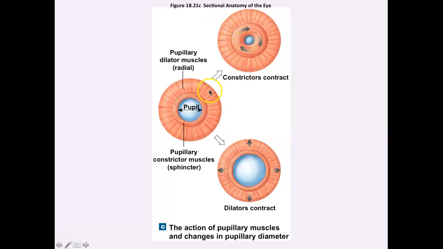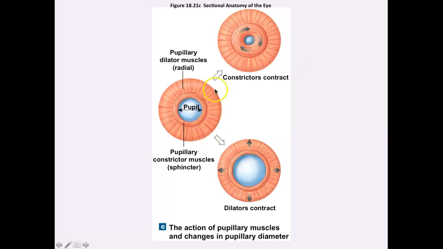So let's look at the dilators, right? So the dilators, these outer muscles here, when they contract, they're going to pull open the pupil. So the pupil, this hole, right, gets bigger, and so it allows more light into the eye. So under what conditions would these radiator or dilator muscles contract? It would contract under dark conditions, right? You want more light to enter the eye because it's dim.